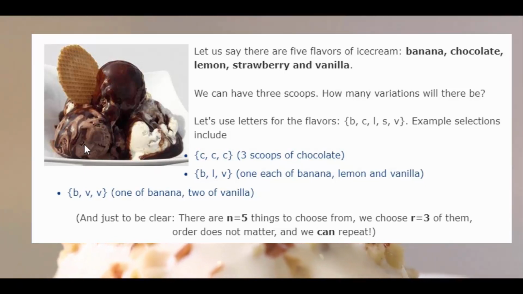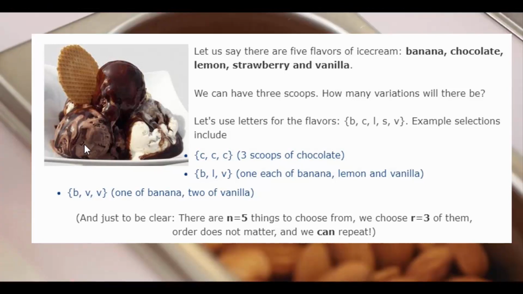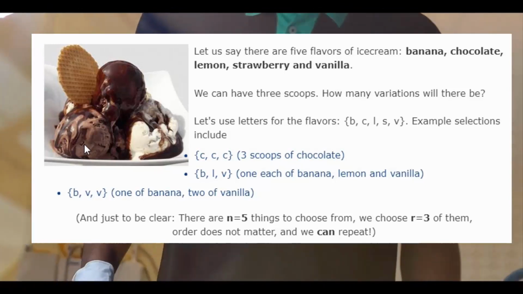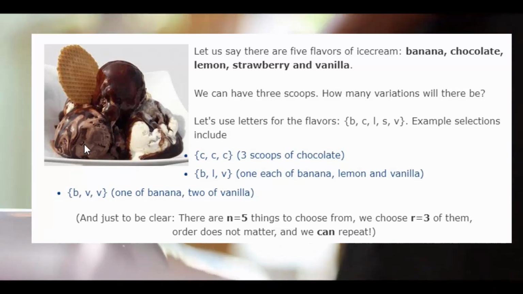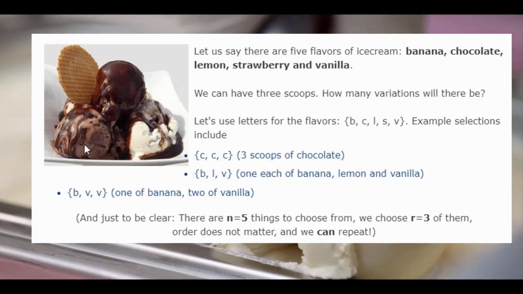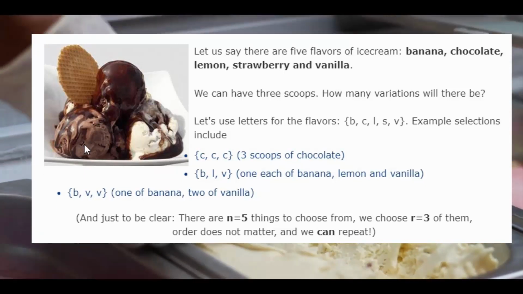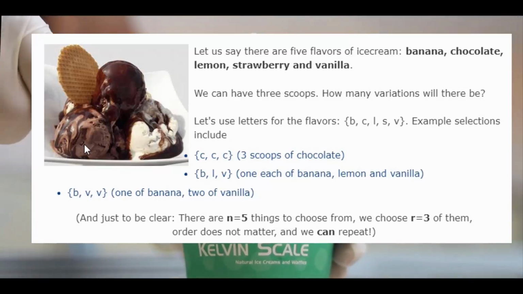Because I can choose 3 scoops of banana, right? I can choose 3 scoops of chocolate, 3 scoops of lemon, because we're not replacing it. It's not like if I choose a banana, I can't choose a banana again. I can. If I want 3 scoops of banana, I can do that. If I want 3 scoops of vanilla, I can do that. So this is important because we have combinations with repetition here.